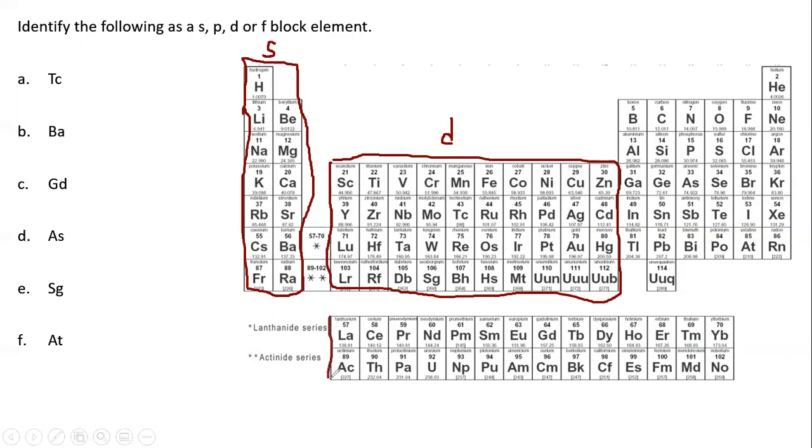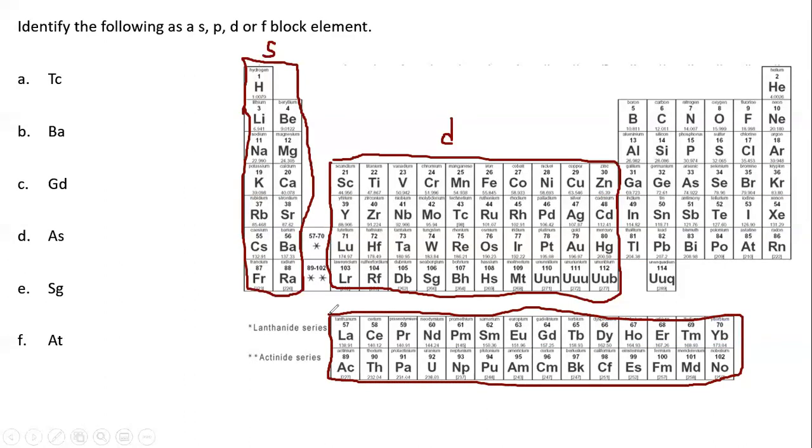And then down here, these 2 rows of elements end in an f orbital, so the last orbital filled would be an f orbital. This is called the f block. And then lastly, on the far right, we have the p block, which means all of these elements end in a p orbital. And based on where they are, we can designate them as s, p, d, or f.